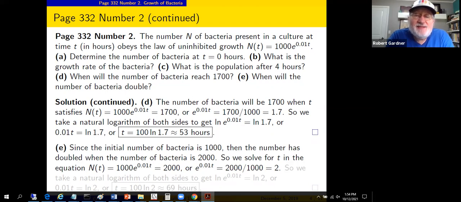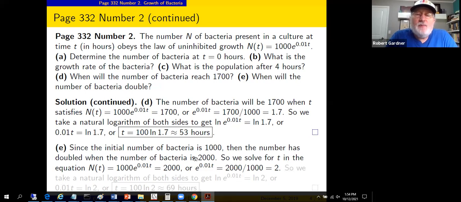Now for some consistency here, the following should occur. If it took 53 hours for it to reach a population of 1,700, it's going to take, well, more than 53 hours for it to reach the larger population size of 2,000. How much more? That's too hard to tell. We'll ask the calculator. We can get precise values, but then we will numerically approximate.